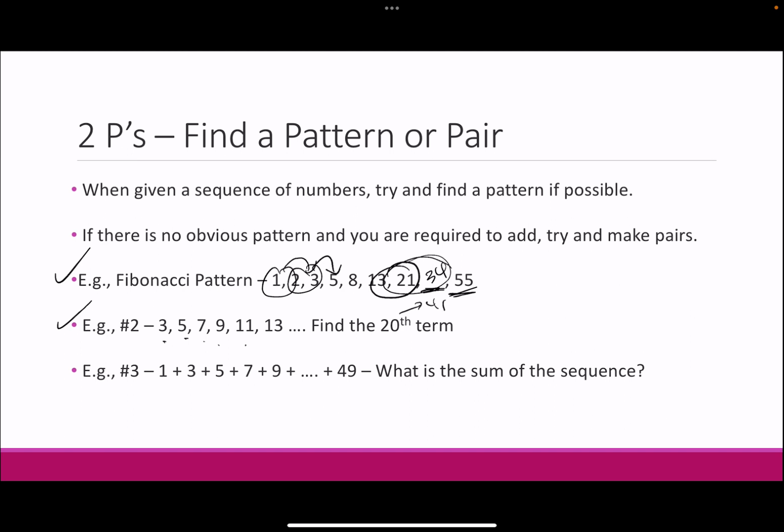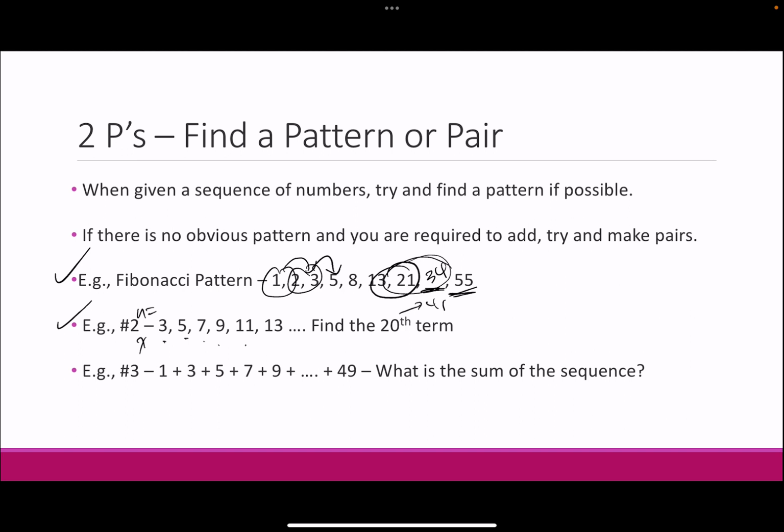That was pretty quick. But keep in mind, this pattern is pretty simple. They're not going to ask you something like this. It'll usually be quite a bit harder. So you need to find another way of finding the 20th or 40th or 100th term, depending on what they ask you. So I'm going to introduce two letters called N and X.